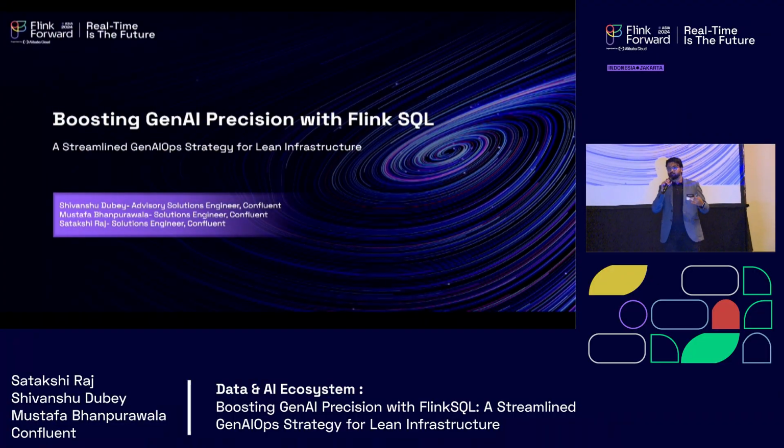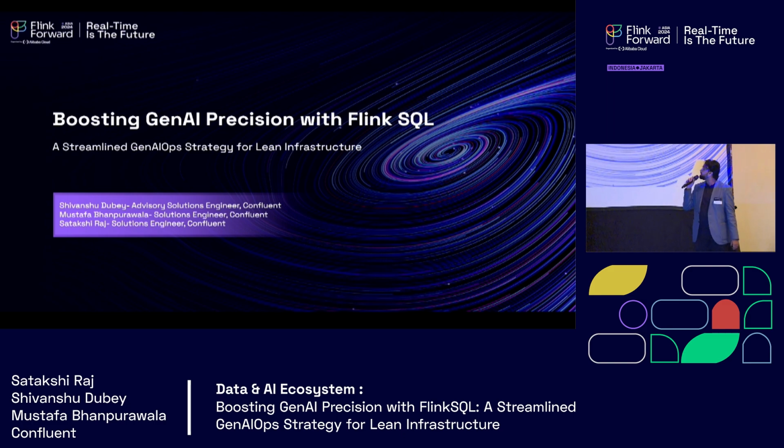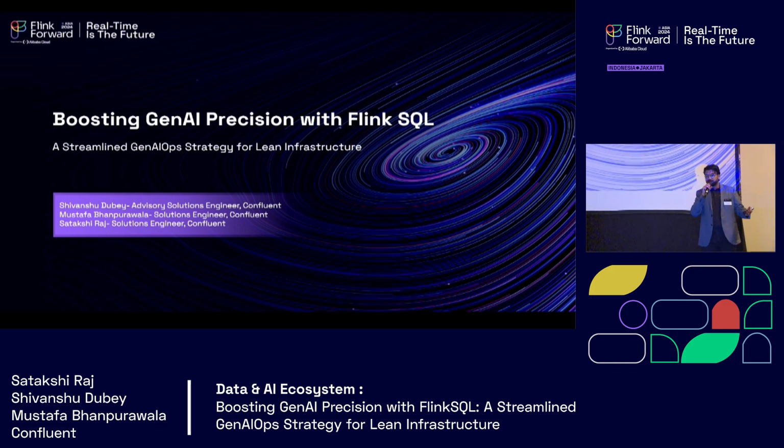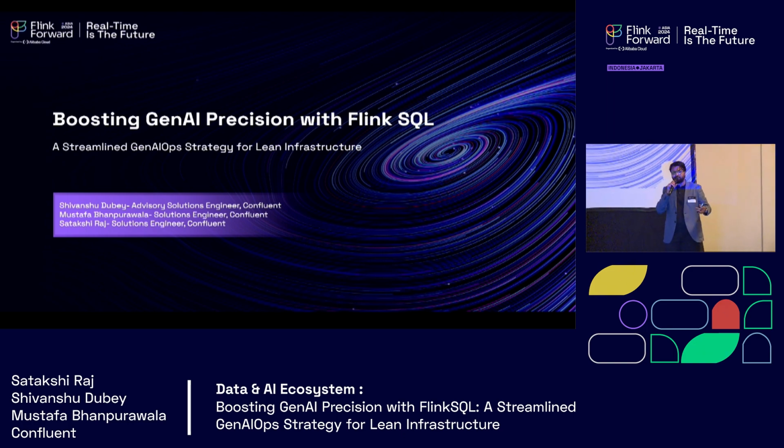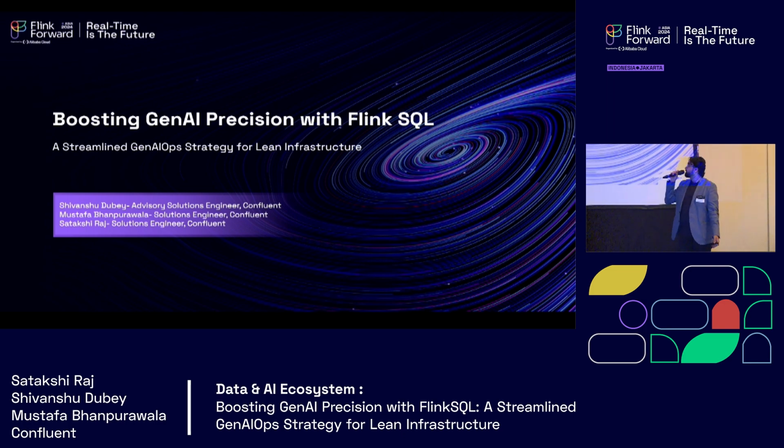So, let's begin. The topic today is how do we boost the precision of our LLM GenAI models for lean infrastructure. When I say lean infrastructure, it means less GPU consumption or less infrastructure footprint for GenAIOps. In the previous session, we saw how to build an agentic system, the inference side of GenAI, and in this part, we are going to see how to do fine-tuning, training, and subsequently increasing the precision of your GenAI systems.